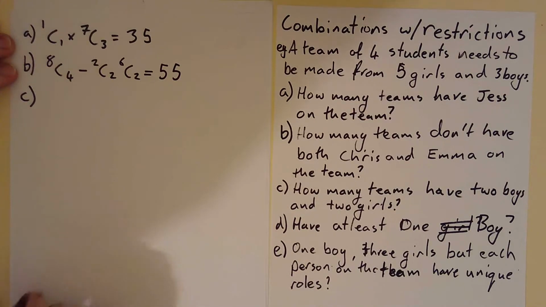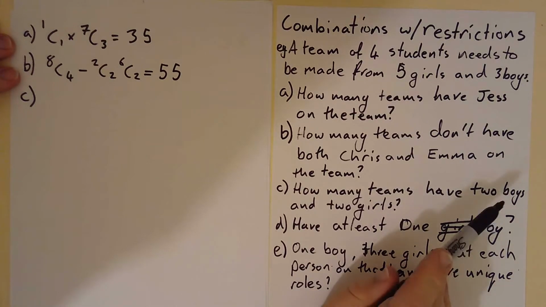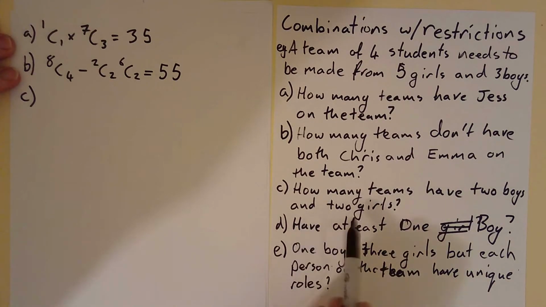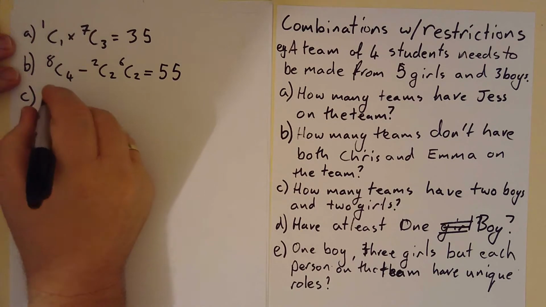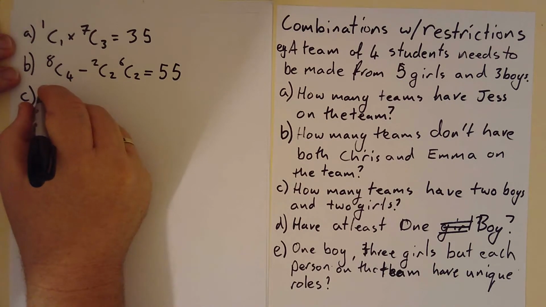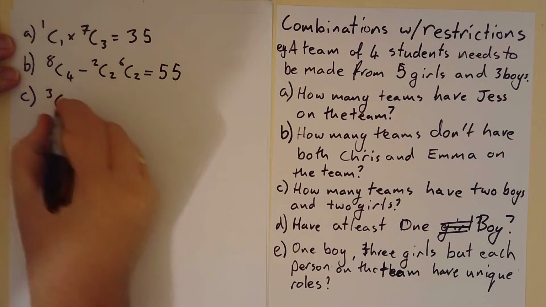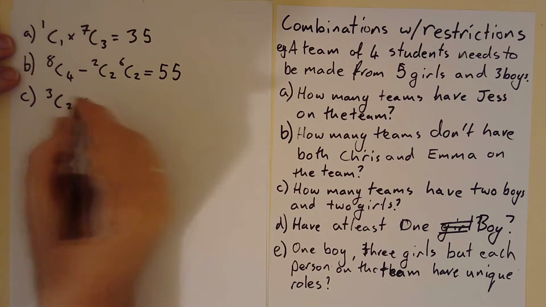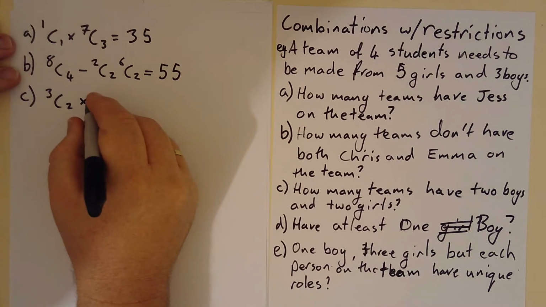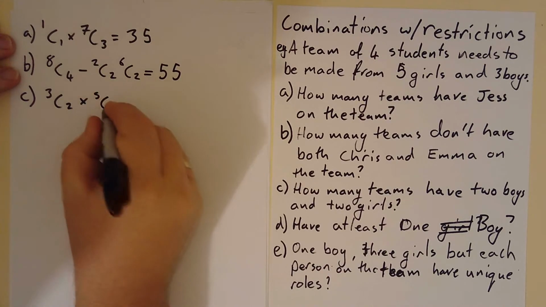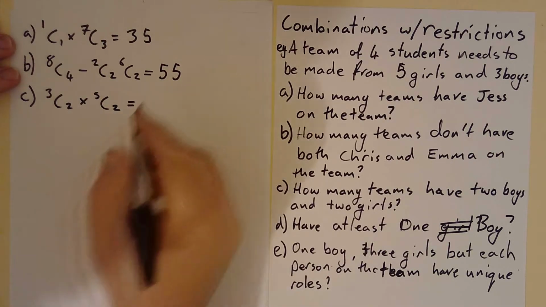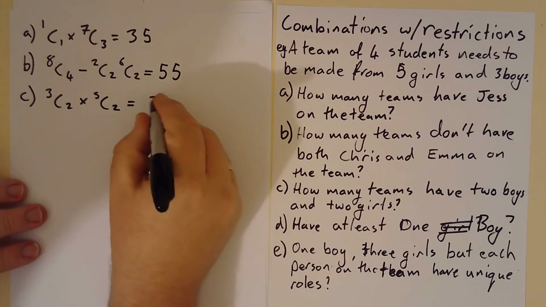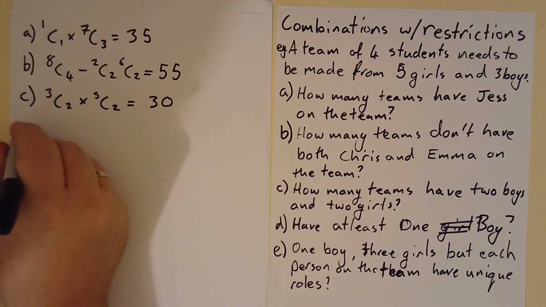C, how many teams have 2 boys and 2 girls? Okay, so what we need to do here is notice that we've got 2 boys and 2 girls, so we're going to have a times in there. So we need 2 boys. Out of the 3 boys, we need to choose 2 of them. And out of the 5 girls, we also need to choose 2 of them. And so we multiply those together, and we find there's 30 teams.